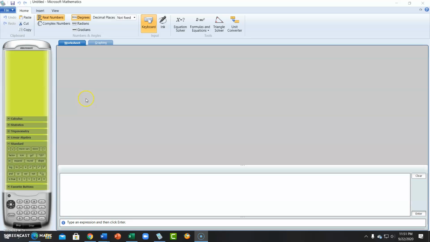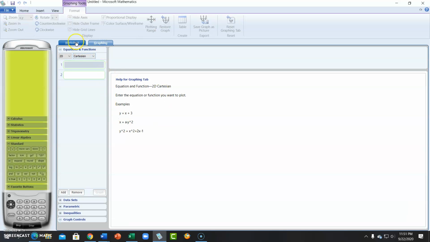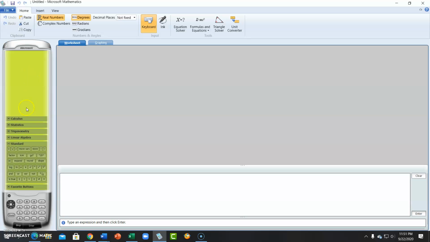So when you first come into the Microsoft Mathematics application, you will see the Worksheet tab. There's also a Graphing tab. And then over here, what kind of looks like a calculator is actually a bunch of different buttons. Different ones deal with different aspects of math. And so we have our standard one where we can put in variables such as x, y, and z. Maybe we need to do a square root. We can do that all here.